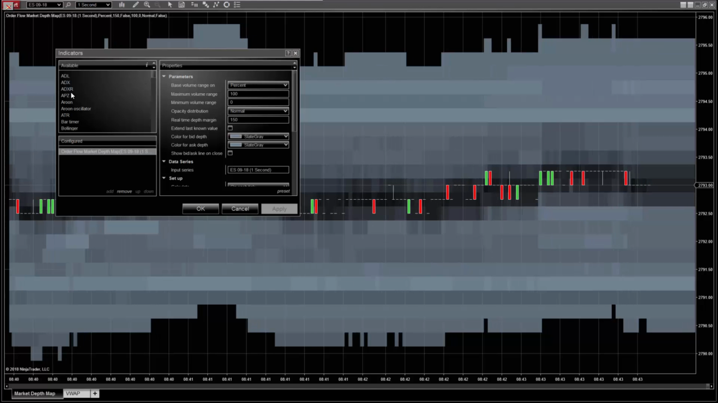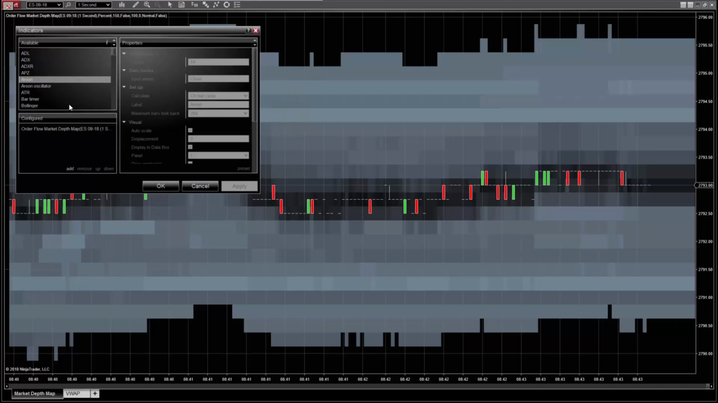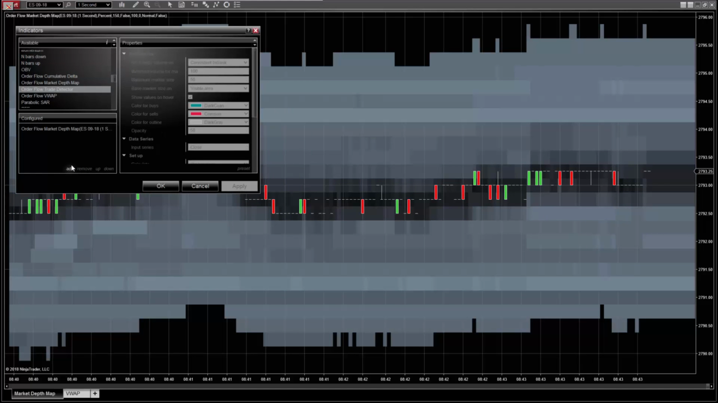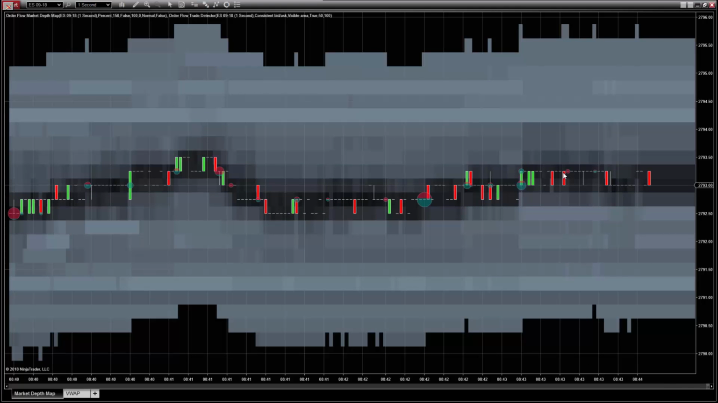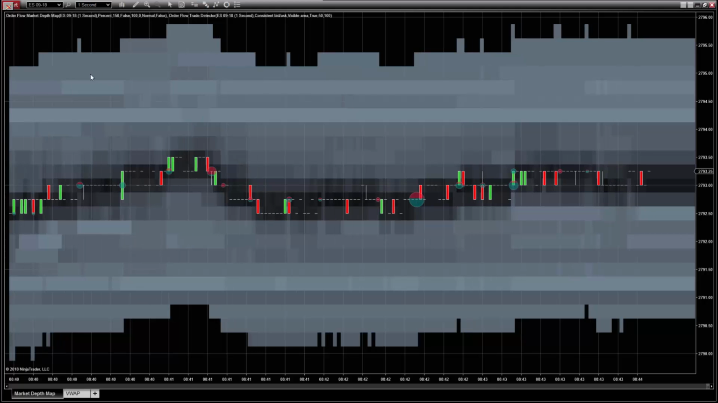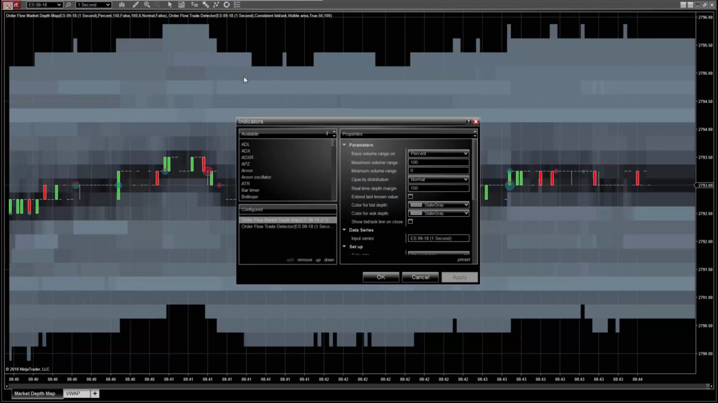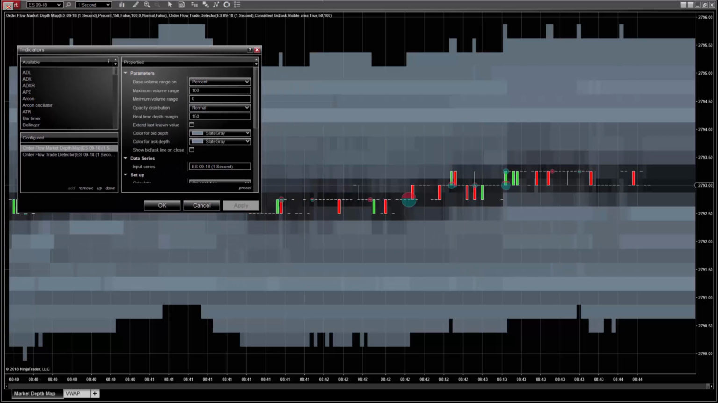And we'll go ahead and move into the trade detector section of this webinar. So I'm going to go ahead and just add the order flow trade detector indicator to this chart here. And we'll see the trade detector is now plotting on the chart. And we'll go ahead and jump back in the indicators window to cover a few of the available settings.